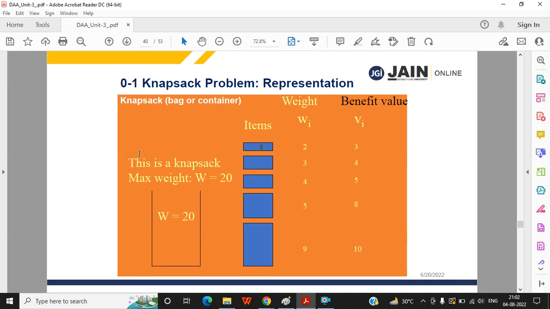So the fractional knapsack problem is the one which will allow us to take a part of it. That is the difference between fractional knapsack and 0/1 knapsack. In 0/1 knapsack, which is also called binary knapsack, either you take the whole thing or you do not take it. All or nothing. So how can he select to get the maximum?